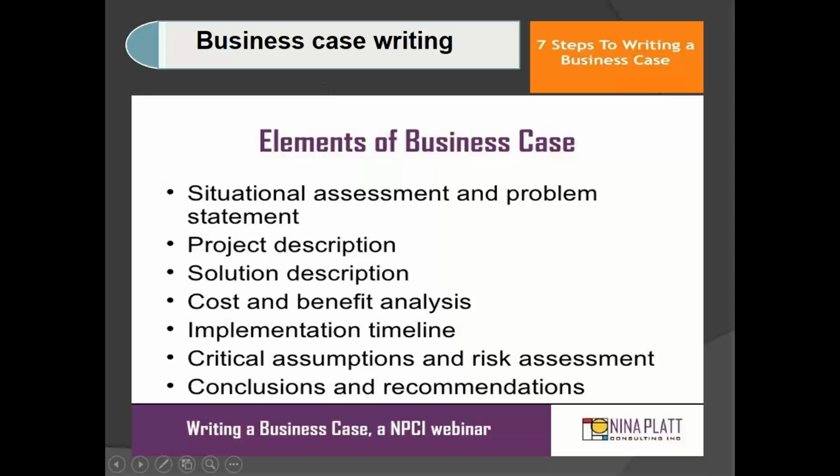Generally, business case writing is done by project managers, but in some companies they give the option to a BA to do business case writing. There are some steps to do it. Those are situational assessment and problem statement, project description, solution description, cost and benefit analysis, implementation timeline, critical assumptions and risk assessment, conclusions and recommendations. Okay, so these are some steps.